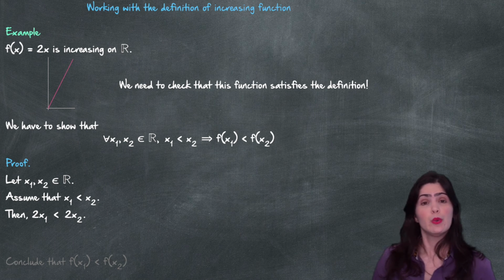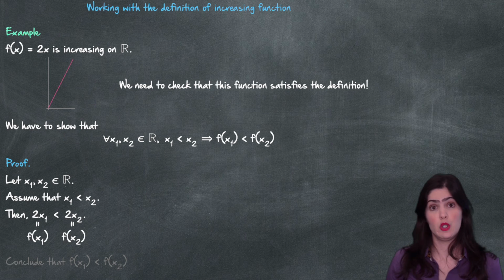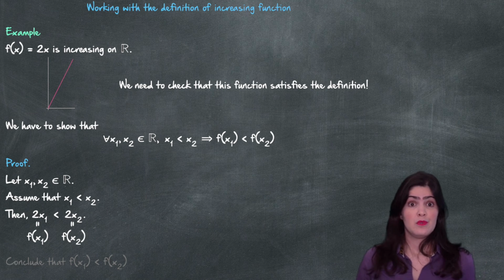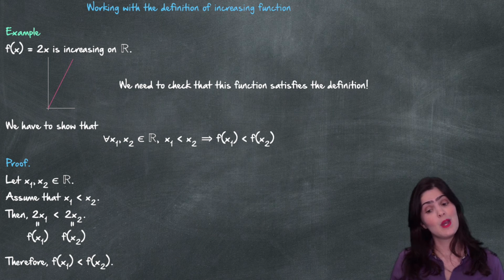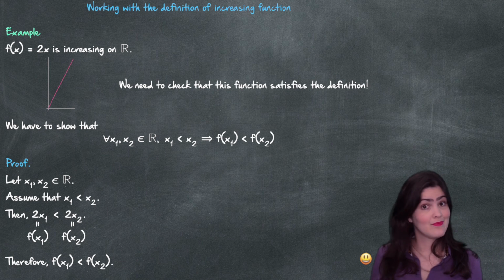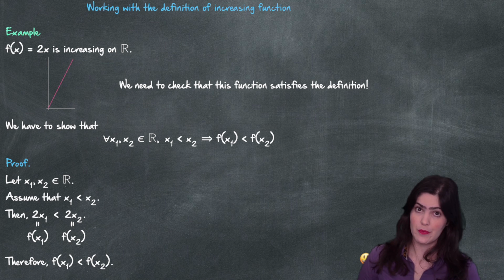So we know that 2x1 is less than 2x2, but 2x1 is f of x1, and 2x2 is f of x2. So voila! We know now that f of x1 is less than f of x2, and that completes the proof. Awesome! We've done an example of an increasing function.